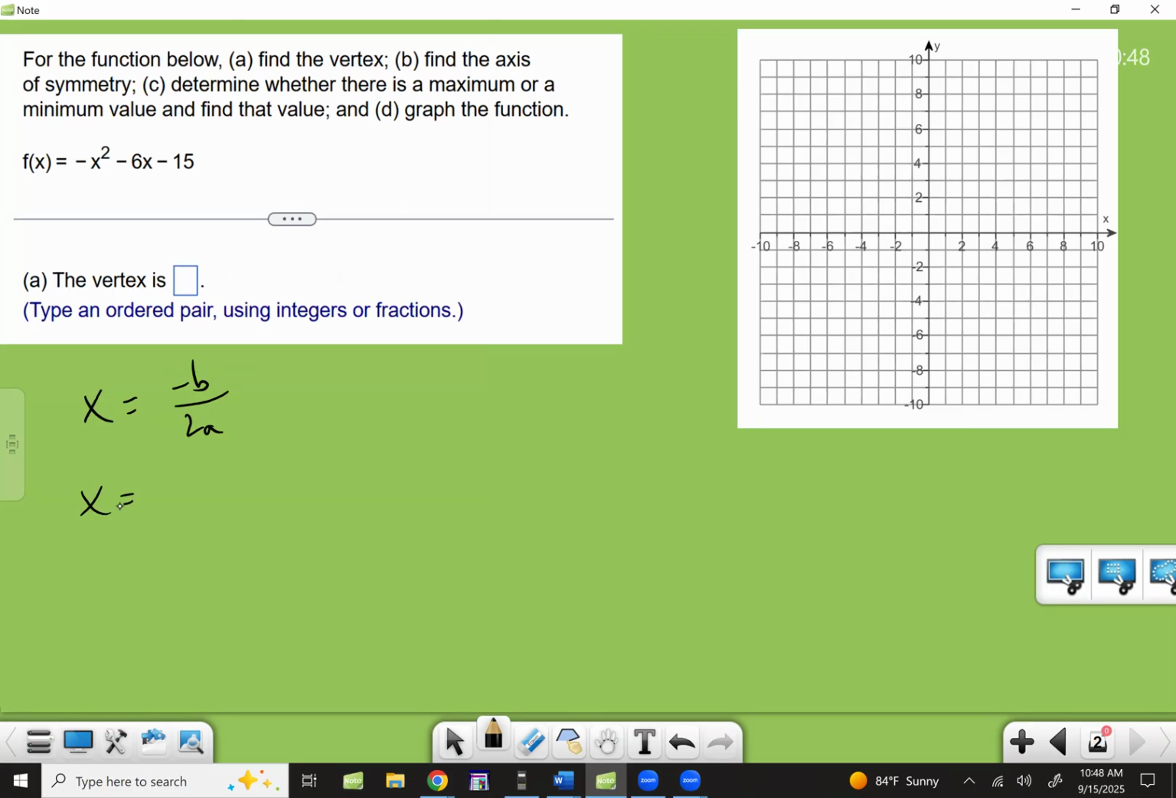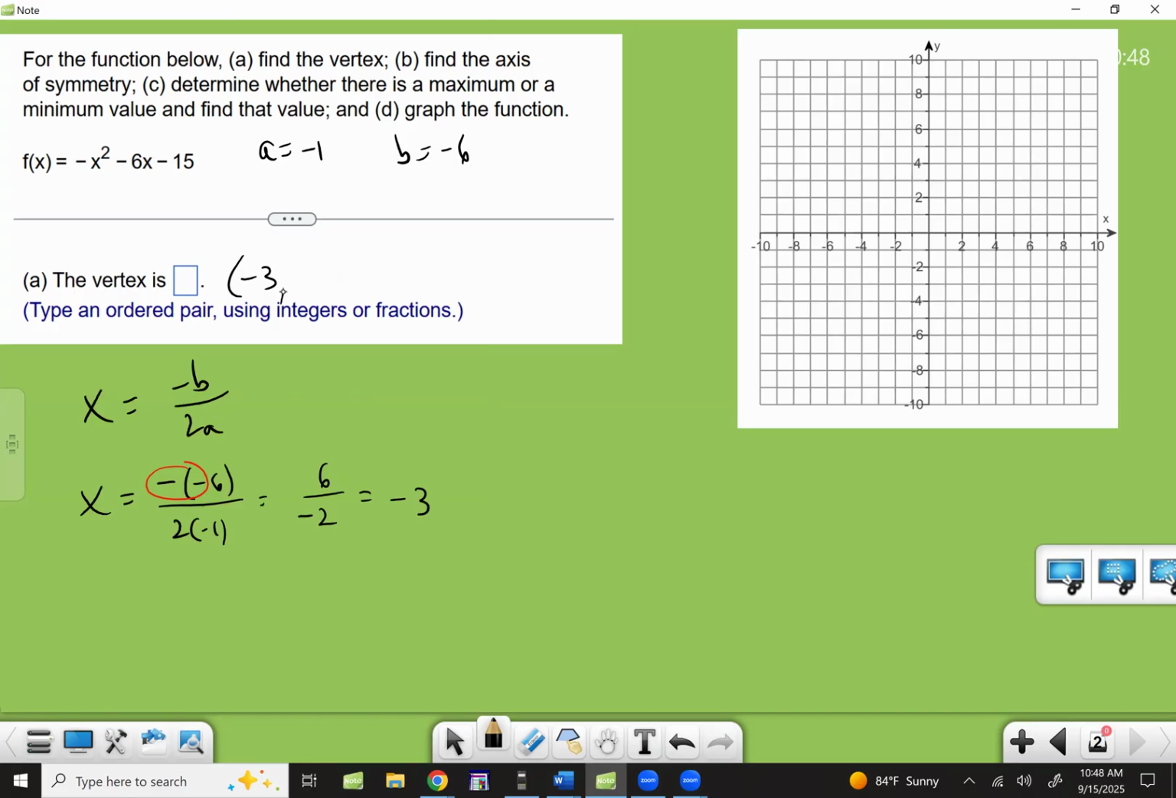So we can see that our a is going to be this -1 that's in front of the x squared. And our b is going to be this -6 that's in front of x. So if we plug that into the formula, negative b, so -6, all over 2 times -1. We'll clean that up. We know that the 2 negatives, right? That's going to end up being a +6. And then 2 times -1 is -2. A positive divided by a negative is a negative, and 6 divided by 2 is 3. So that's going to be the x value for our vertex.